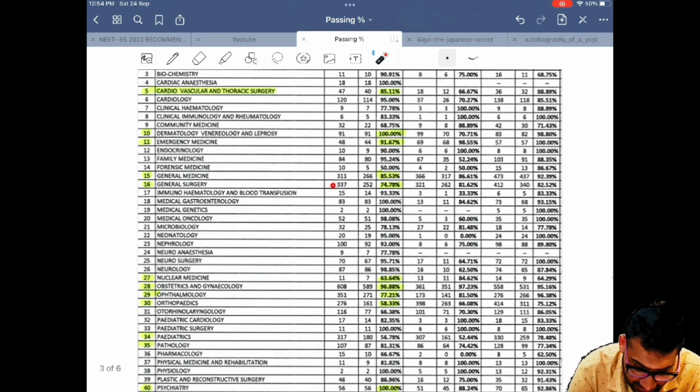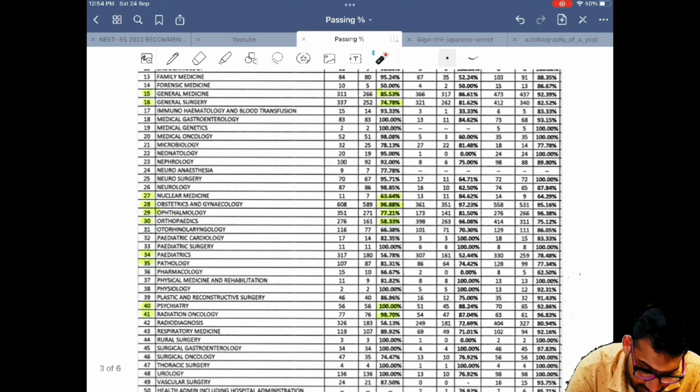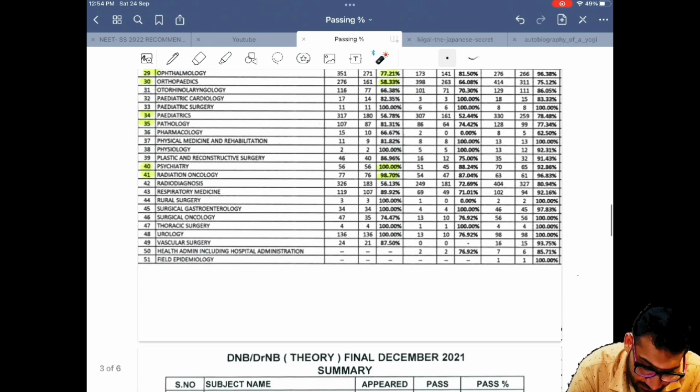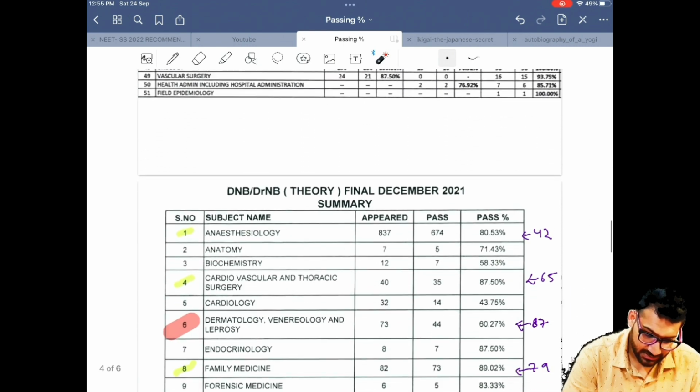Same goes with medicine and surgery. The theory percentage was less as compared to practical examinations. As you can see in orthopedics, passing percentage was 18% and in practical examinations it is 58%. Same goes with ophthalmology in obstetrics and other subjects also. For example, now you can see in psychiatry also, it is 100% practical passing percentage and radiation oncology 98.7%.